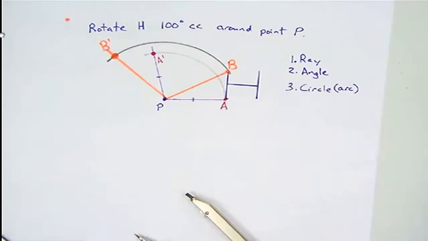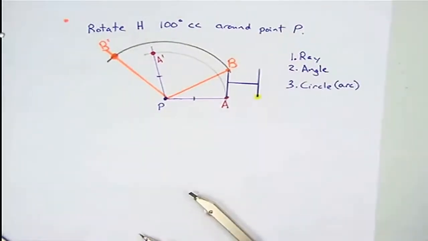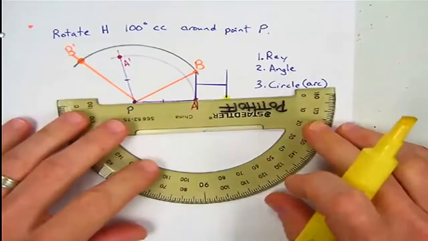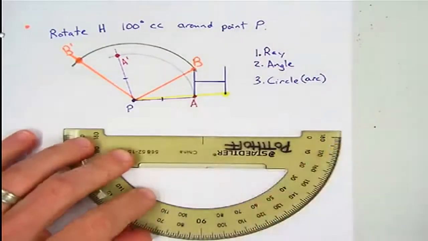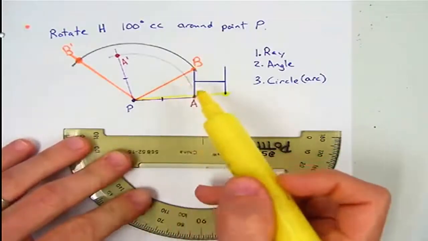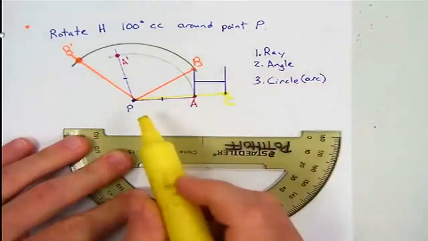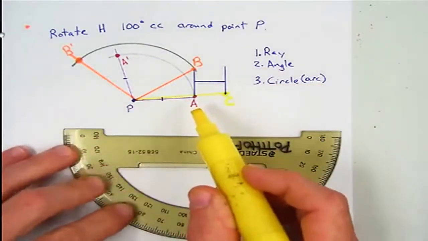Okay, so you're kind of getting the hang of it. So now we might want to rotate this point right here. So we just follow these 3 steps: ray, angle, circle. So here's my ray. Now if you notice, this ray, we'll call this point C. So ray PC and ray PA, they're the same ray, correct?